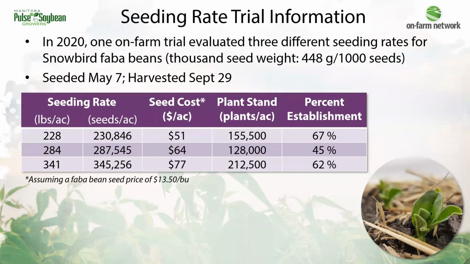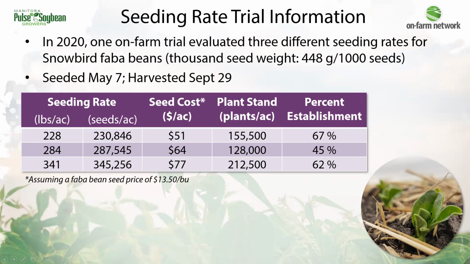In 2020, near Swan River, one on-farm trial evaluated 3 different seeding rates for Snowbird faba beans. The seeding rates tested were 228 pounds per acre, 284 pounds per acre, and 341 pounds per acre, which translates to 230,000, 287,000, or 345,000 seeds per acre, which is the conversion we're seeing here.